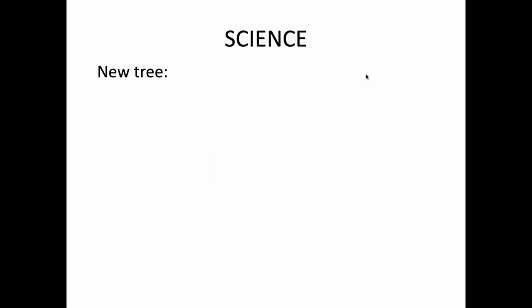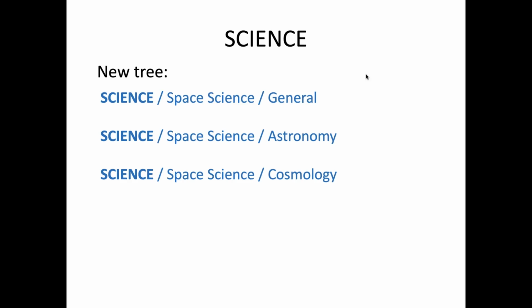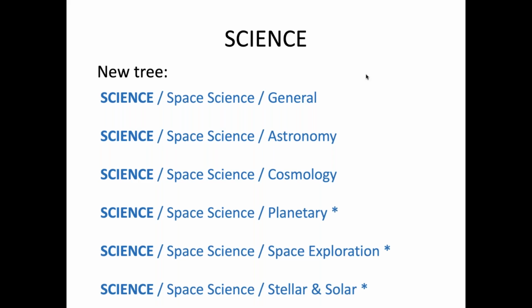We worked a lot on the science section. We looked closely at space science. We created a tree for space science. We had these headings and we moved them to create the tree, general, astronomy, and cosmology. But then in addition, we added 3 headings under the space science tree. So now you also have planetary, space exploration, and stellar and solar.